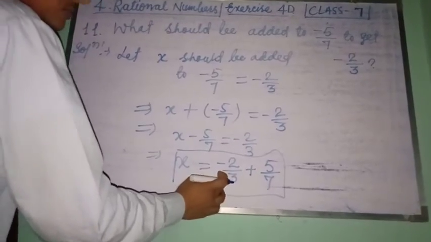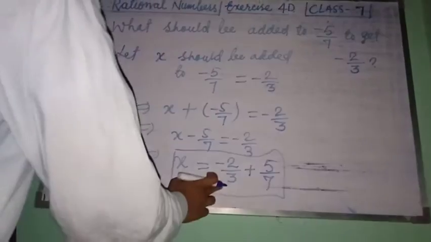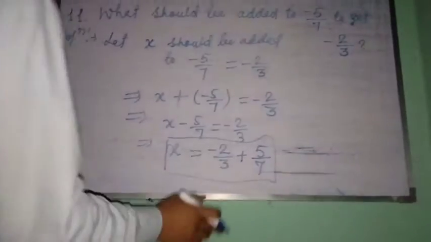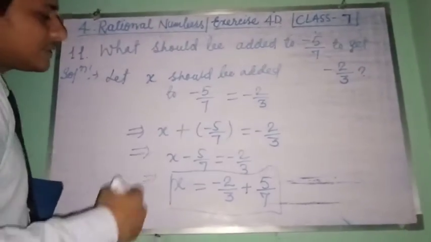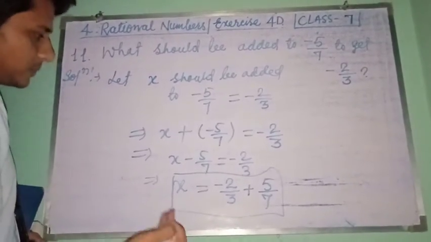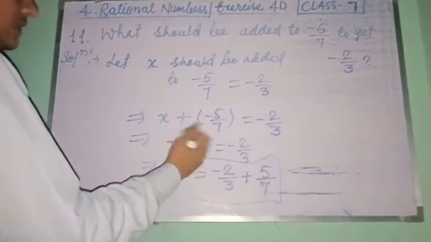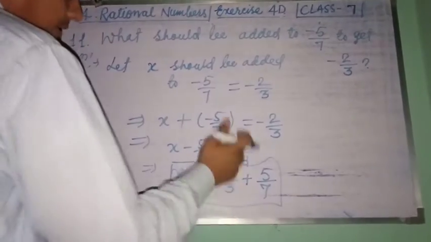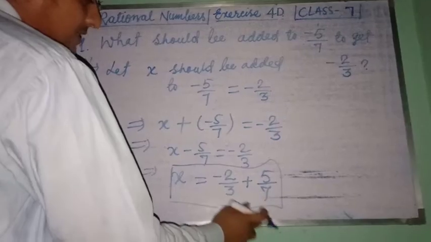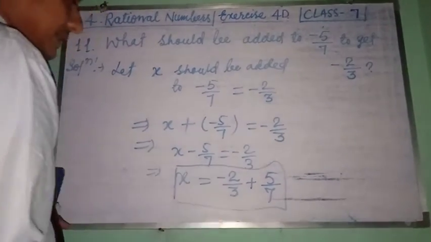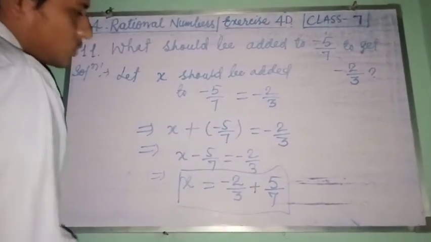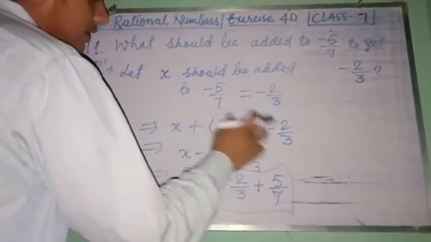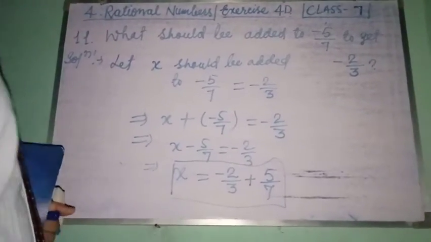Now I hope you can solve this, you can easily calculate. First of all, take the LCM of 3 and 7, which becomes 21. Then divide 21 by this number, whatever the quotient. Now multiply this quotient with minus 2, write it down, and here is the plus. Then similarly divide the LCM by 7, and multiply this quotient with 5 and calculate, you will get the answer. I hope you will understand.